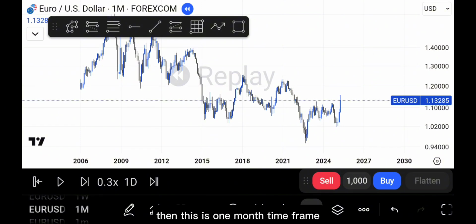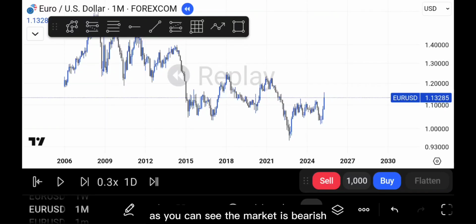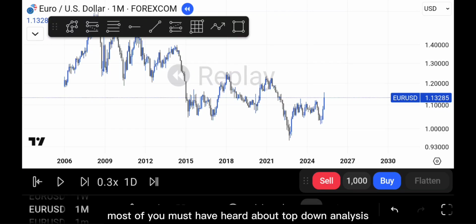Then this is 1 month time frame. As you can see, the market is bearish. You need to understand the direction of the market first. That's the first thing you should do. Anytime you open your chart, always start from the higher time frame. I know it's not a new thing. Most of you must have heard about top-down analysis.